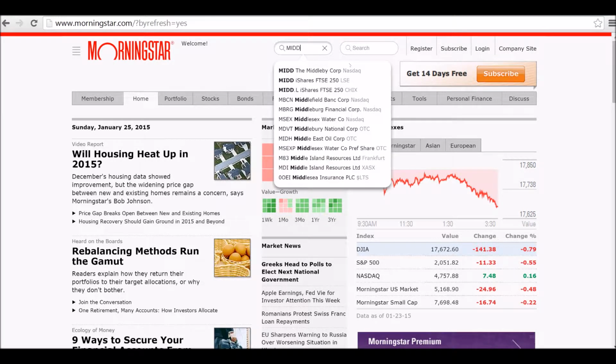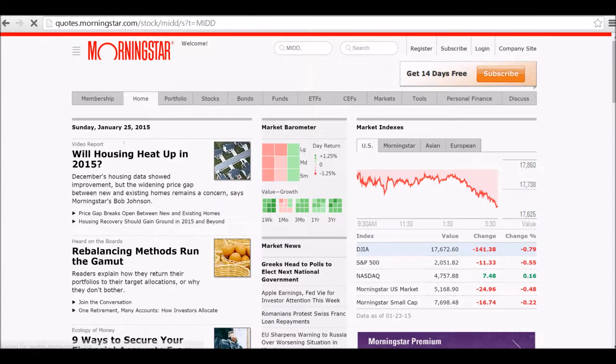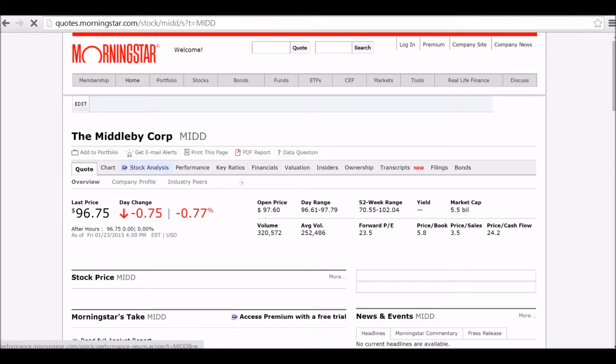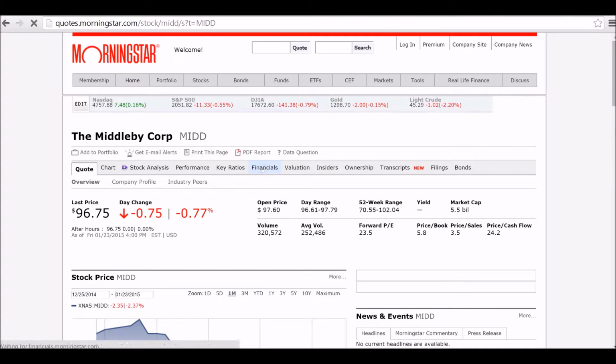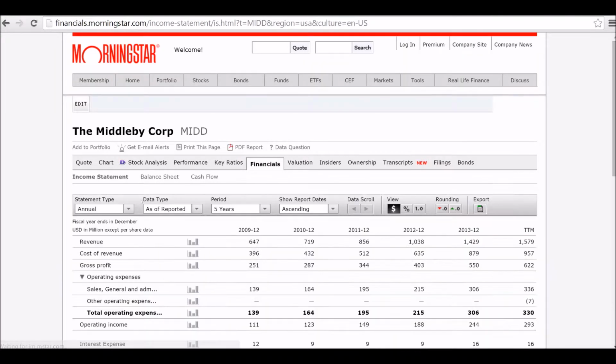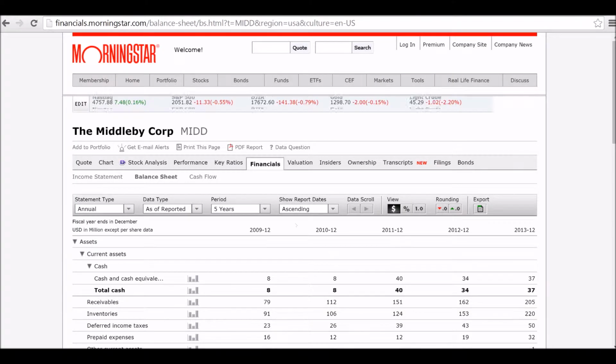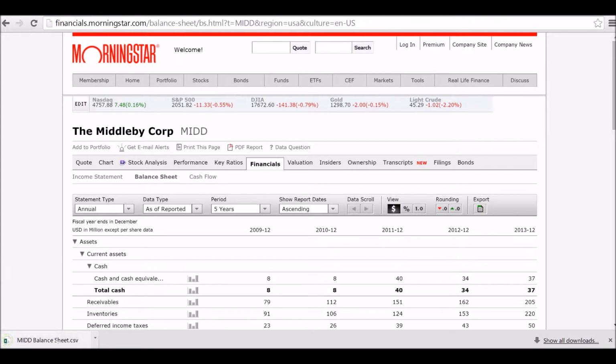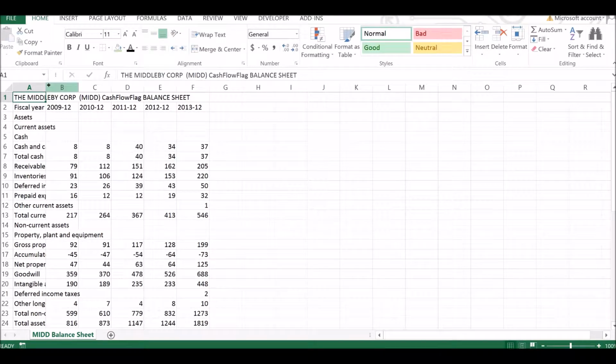enter the ticker symbol of the company you're looking to do. Click on Financials, and then click on Balance Sheet. You're going to want to make sure that they're in ascending order, 5-year period. Make sure the rounding is consistent with your income statement. Make sure it's annual. And then you're going to click Export. You're going to download the balance sheet off of Morningstar, and it's going to look something like this.